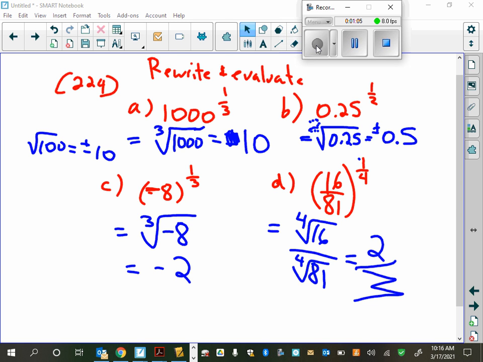Okay, so let's make sure you put positive negative. I know you had a whole 2 years of no positive negative, but now we're grade 10, we got to do it. So this is square root of 36, which equals positive negative 6.